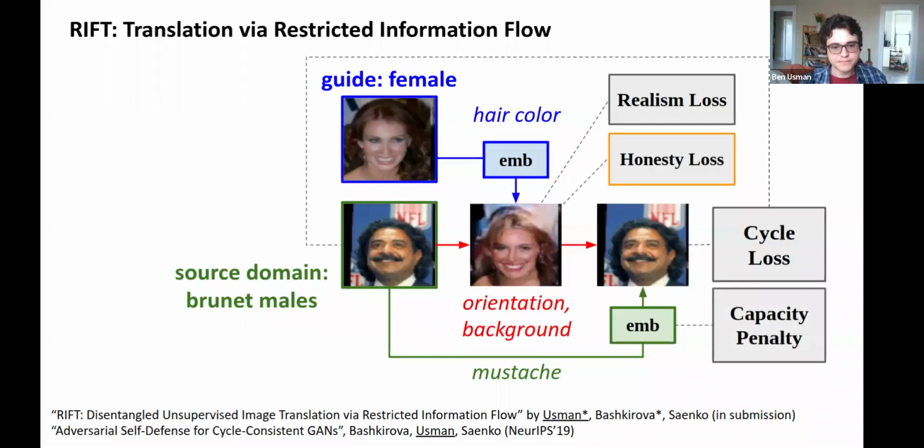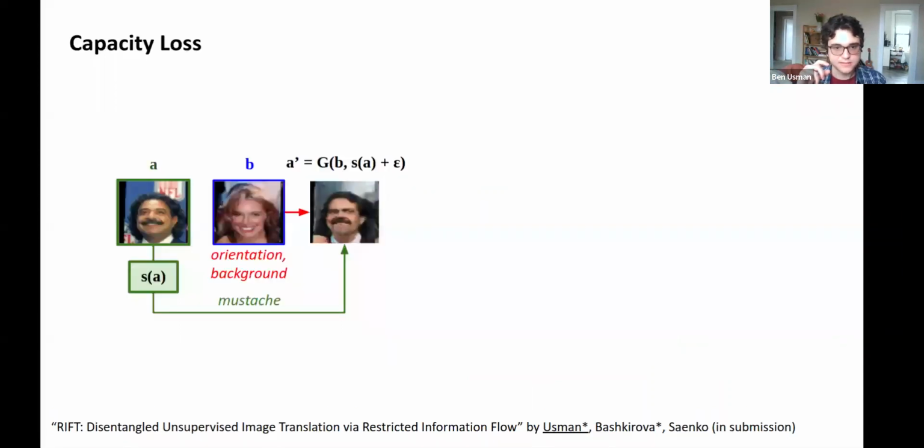Moreover, in order to prevent the model from storing all the details of the source image inside that domain-specific embedding and generating a completely arbitrary female image that has nothing to do with the input male image, we put an additional constraint on the capacity of that domain-specific embedding. And I will describe it in slightly more detail in the next couple of slides.